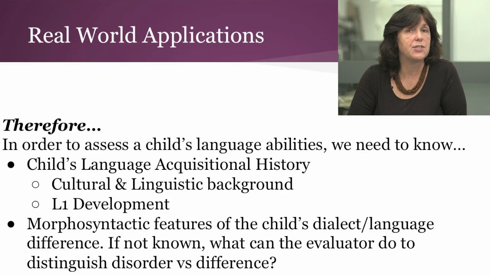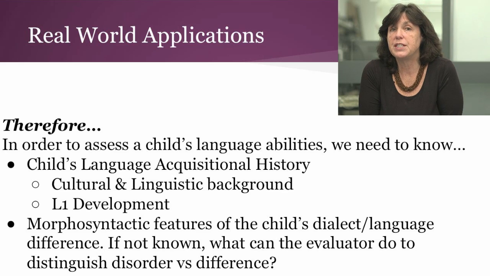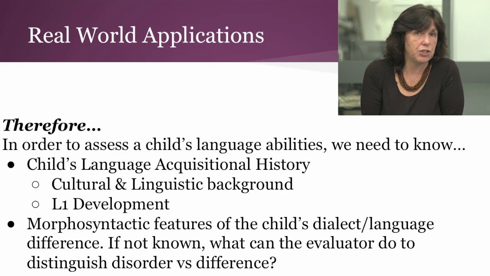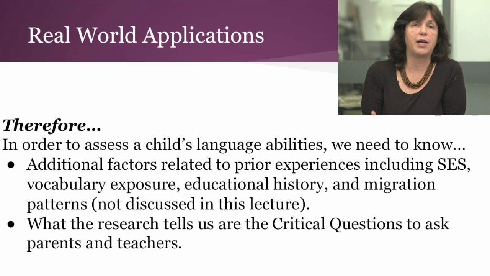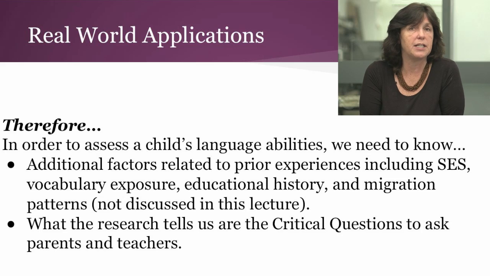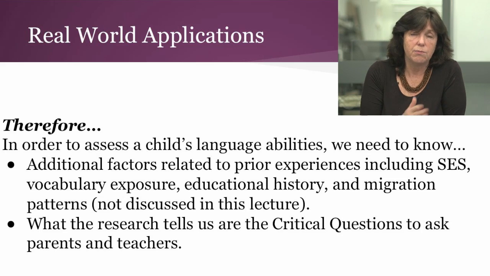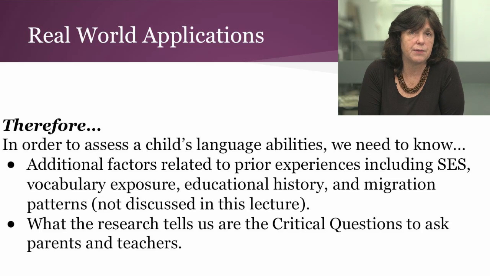Therefore, in order to assess a student's language abilities, we need to know the student's language acquisitional history, which includes their cultural linguistic background and their first language development. We also need to know the morphosyntactic features of the child's dialect or language difference. If we don't know these features, how can the evaluator distinguish disorder versus difference? We also need to know additional factors related to prior experiences, including socioeconomic status, vocabulary exposure, educational history, and migration patterns, which were not discussed in this module series.